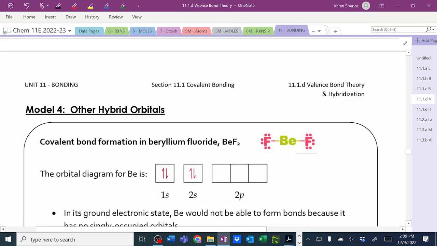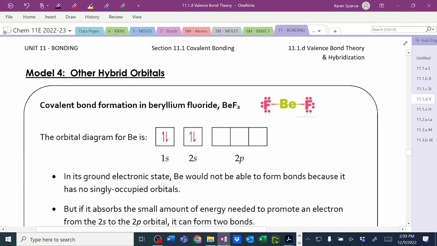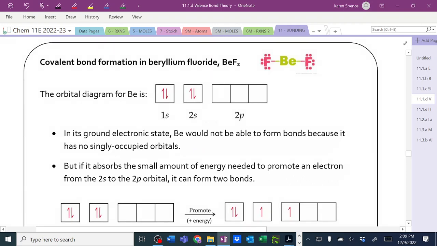Here's some other hybrid orbitals. This is the one with beryllium. Here is our orbital diagram for beryllium. 1s is full, 2s is full. In theory, could we form any bonds with this? It doesn't look very bondy, does it?